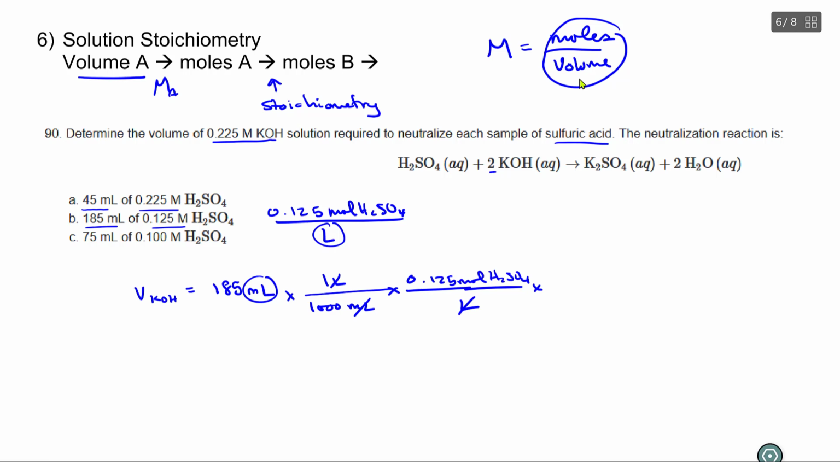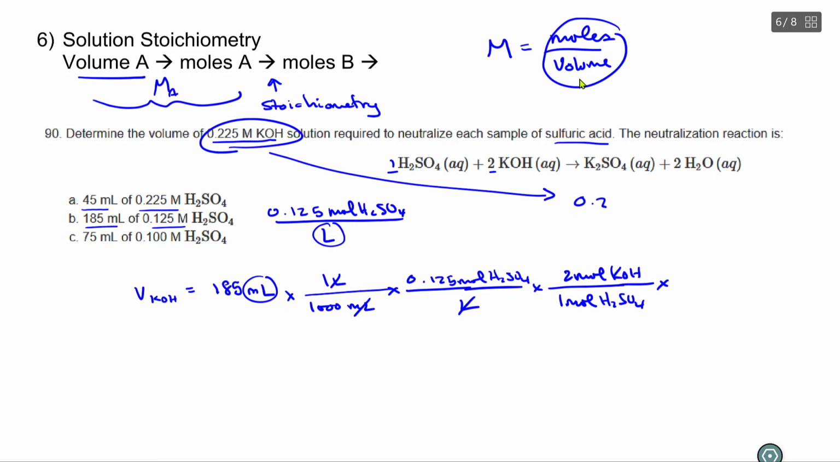And this is this part. I've just done this part. I've gotten to moles of A, being sulfuric acid in this case. And now what I need to do is figure out moles of B, and that comes from this mole ratio. It's 1 mole of sulfuric acid for every 2 moles of KOH. So I say 1 mole of H2SO4 for every 2 moles of KOH. Now, this is the trickier part, but again, you're given this number. What does that mean? It means 0.225 moles of KOH for every liter of KOH.